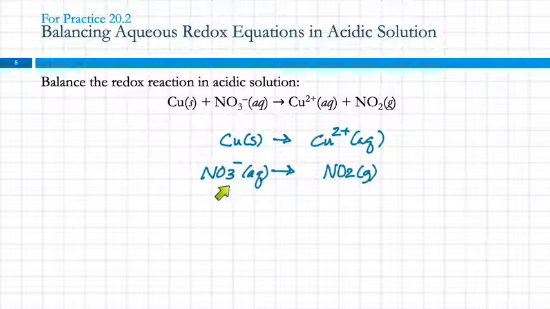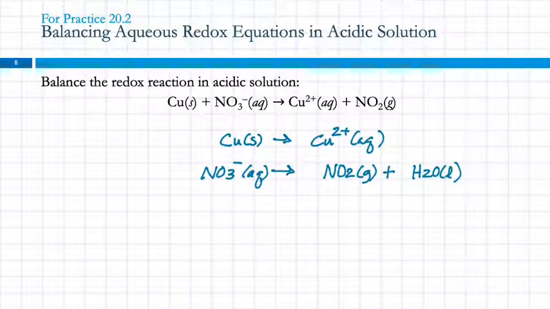Because if I put a 3 here and a 2 there, then I mess up the nitrogens. So I'm going to balance the oxygens using water. It's an aqueous solution, water is present. So 3 oxygens and 2 oxygens, if I put a water molecule here, now I've got 3 oxygens on each side. Should you use the subscripts on the outside and do 2 on the left? I can't change any subscripts because that changes formulas.